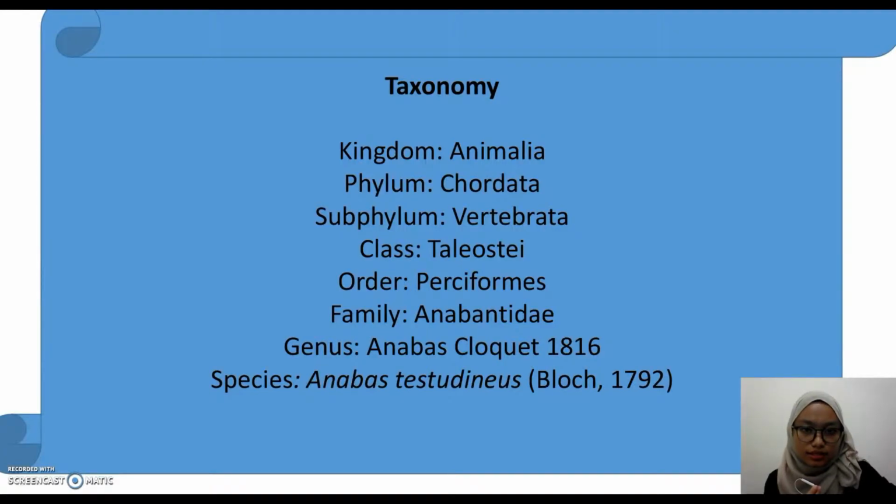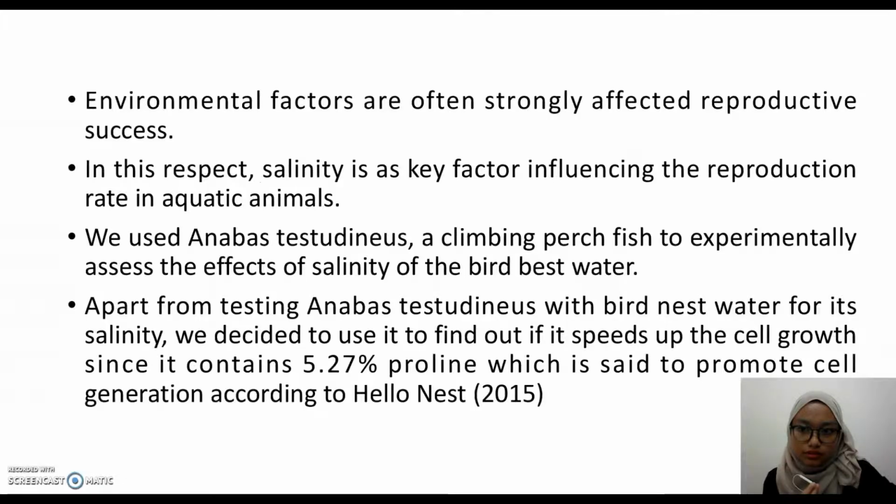This is the taxonomy for the Anabas species. Environmental factors often strongly affect reproductive success. In this respect, salinity is a key factor influencing the reproduction rate in aquatic animals. We used Anabas testudineus, a climbing perch fish, to experimentally assess the effect of salinity of the bird nest water.